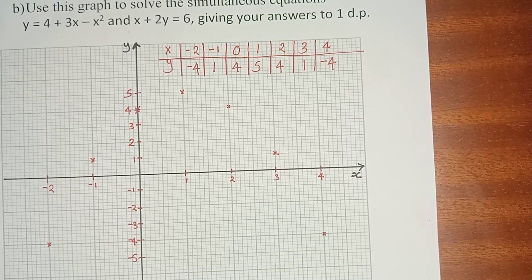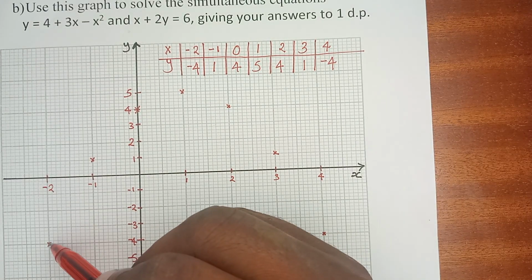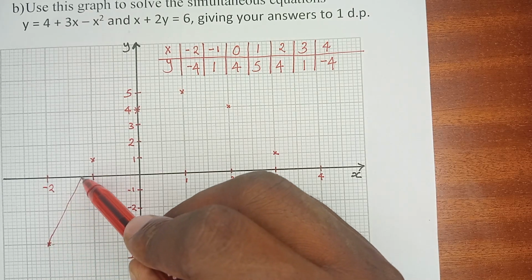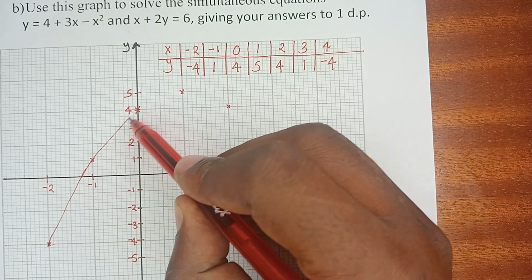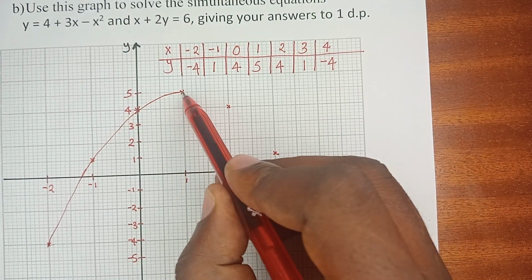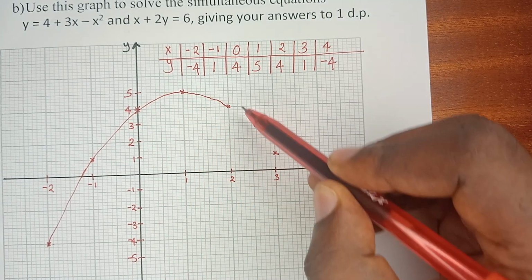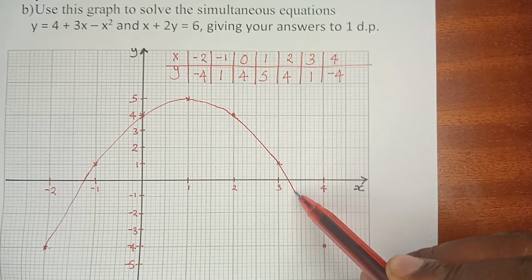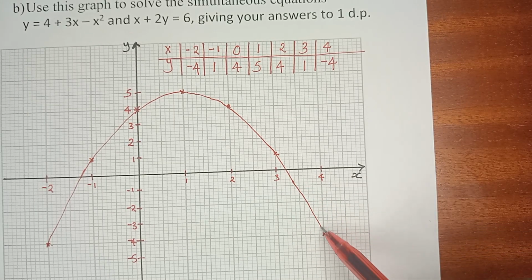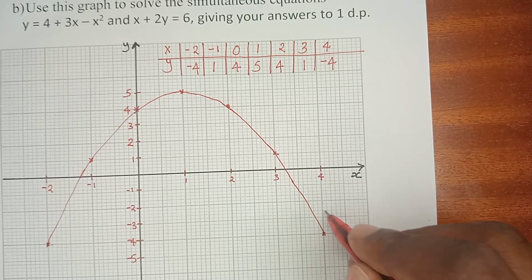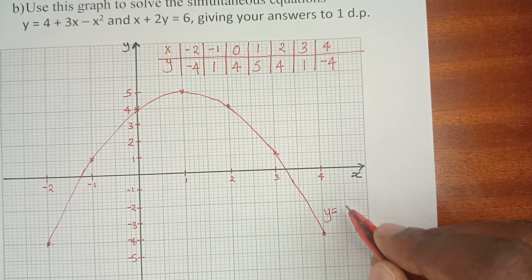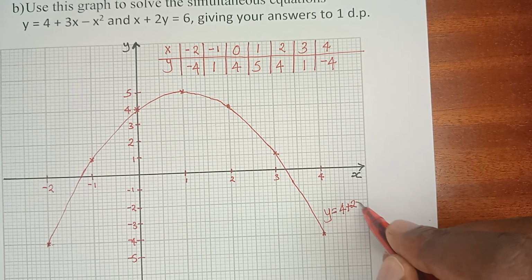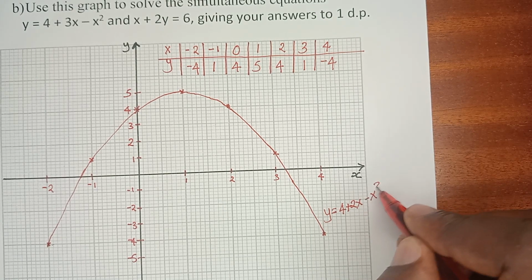So what we need to do now is to draw a very good curve using freehand, and we can start from anywhere. Let's start from here. A very good freehand graph. And let's name it: y equals 4 plus 2x minus x squared.